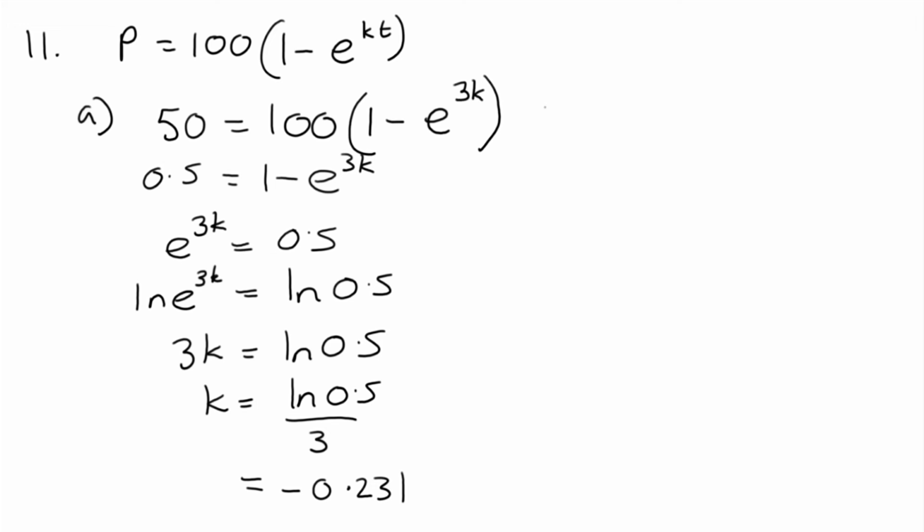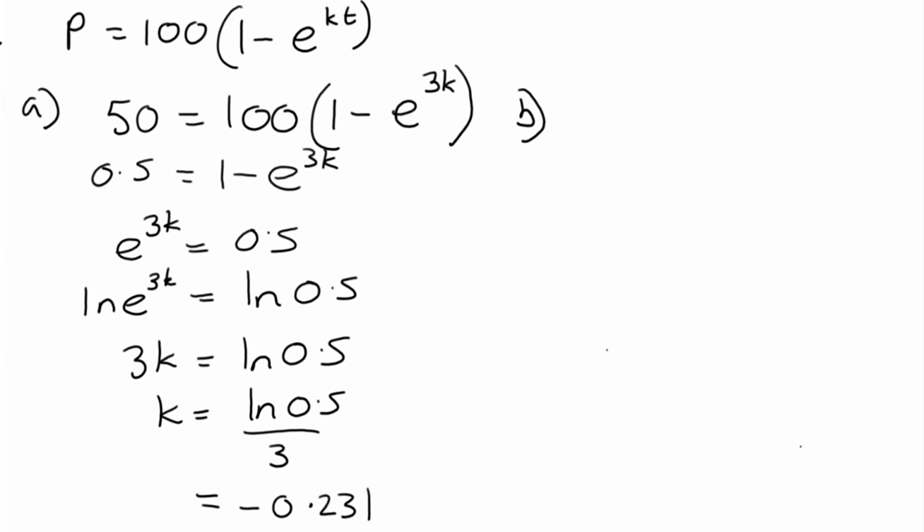Part B. Calculate the percentage of customers who wait for 5 minutes or longer. We are going to need to find the percentage that's less than 5 minutes, and then from that, we'll be able to work out our answer. P equals 100 times (1 minus e to the negative 0.231 times 5). And that will tell us how many waited for less than 5 minutes. So all we do is substitute that into a calculator, and we're going to get 68.5%.